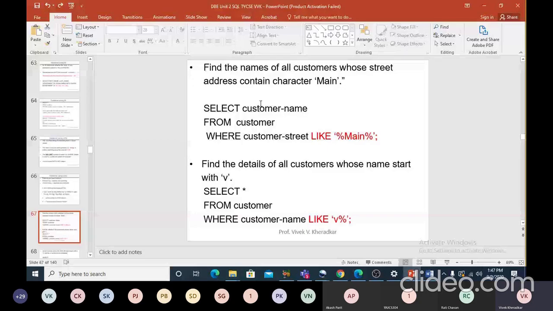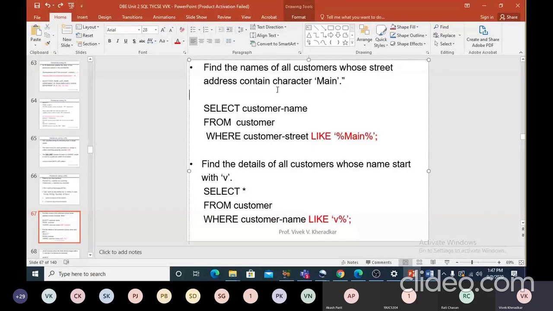Again, the approach is the same. First of all, you have to find out which table is required. According to the requirement, the name of the customer and the street address are required, so the table is customer. And what is the condition? The character is main. So the pattern is: customer street LIKE single quote percentage main percentage. It is just like a substring main. It will display all customers whose street includes the substring main.